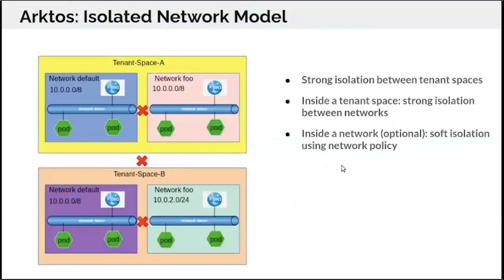Since the Kubernetes flat network model cannot meet the requirements of Arktos multi-tenancy, it is necessary to introduce a brand new network model here, which is an isolated one. The primary goal for this isolated model is to provide strong isolation across tenant spaces and across network boundaries inside the same tenant spaces. The strong isolation means resources allocated in one scope are unrelated to resources allocated in another scope.